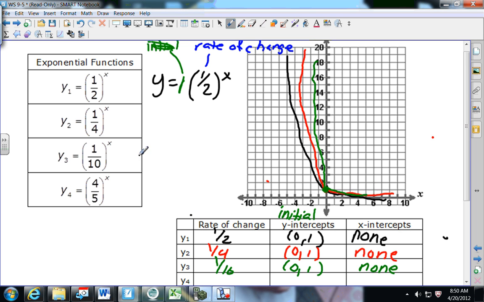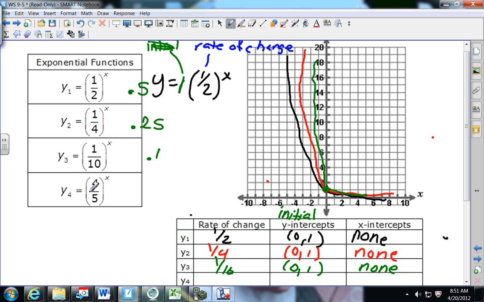Okay? Remember, 1/10 is the same as 0.1. 1/4 is 0.25. 1/2 is 0.5. See how these decimals are getting smaller? The smaller they are, the steeper they're getting.